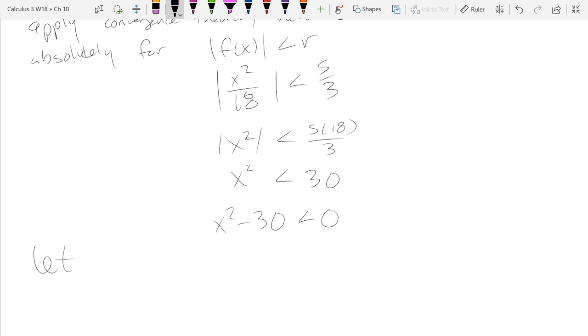And we already used the name f of x, so I'll let g of x equal x squared minus 30. And now I want to answer the question, when is g of x less than 0? So I'm going to graph.